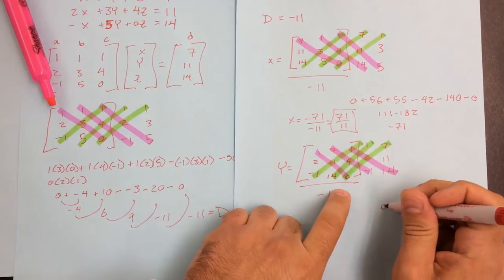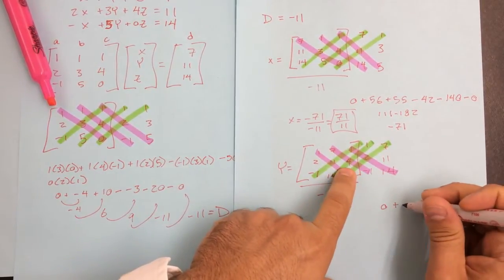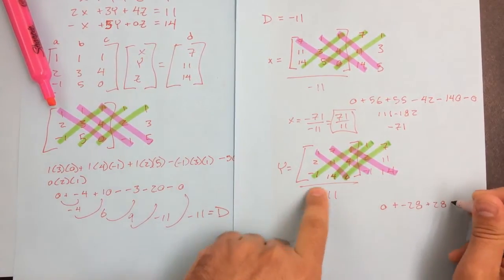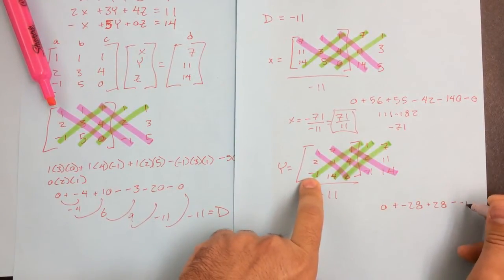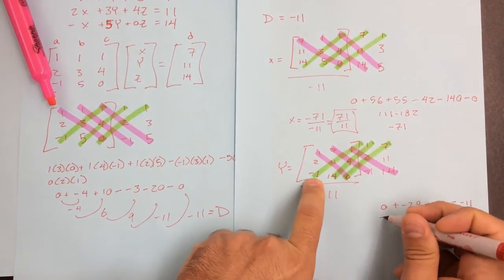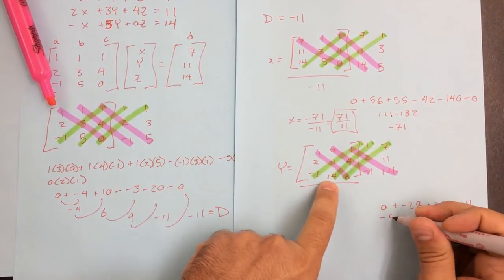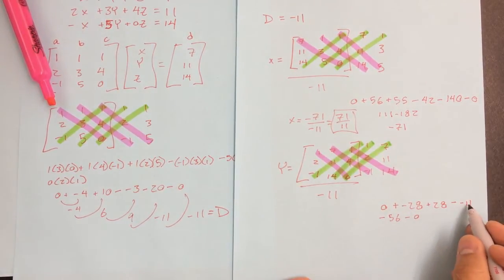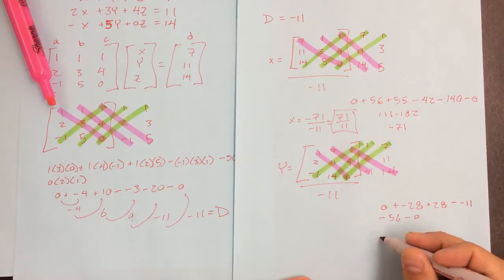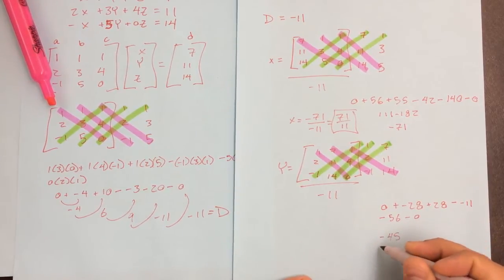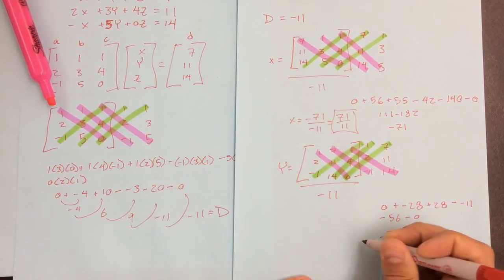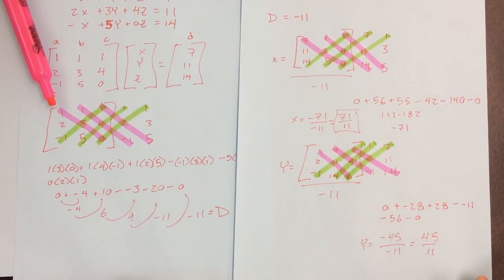So that's 0 plus negative 28 plus 28 minus negative 11 minus 56 minus 0. That cancels out. Positive 11 minus 56 is negative 45 over negative 11, or 45 over 11. That's my y value. And now finally I'm going to do the z.